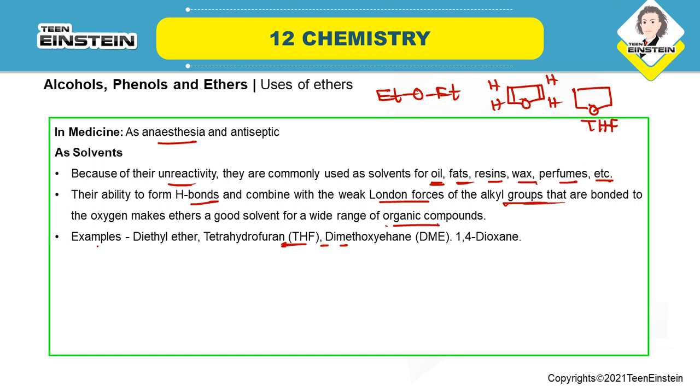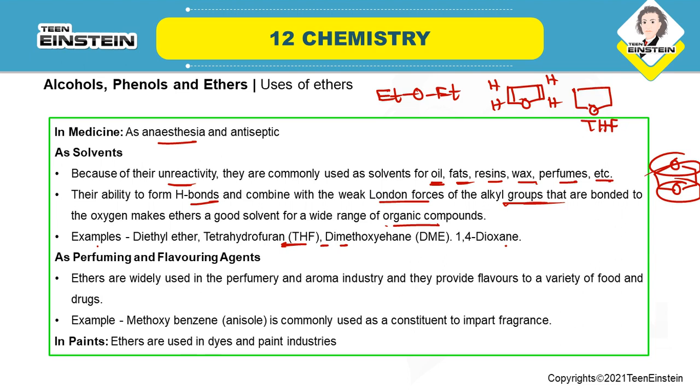Then we have 1,4-dioxane. Dioxane is basically cyclohexane with 2 oxygens, but when we are saying 1 and 4, that means this should be the position of the oxygens. So this is also a cyclic ether, and 2 ether groups are there, right? So this is also another important example of an ether solvent.